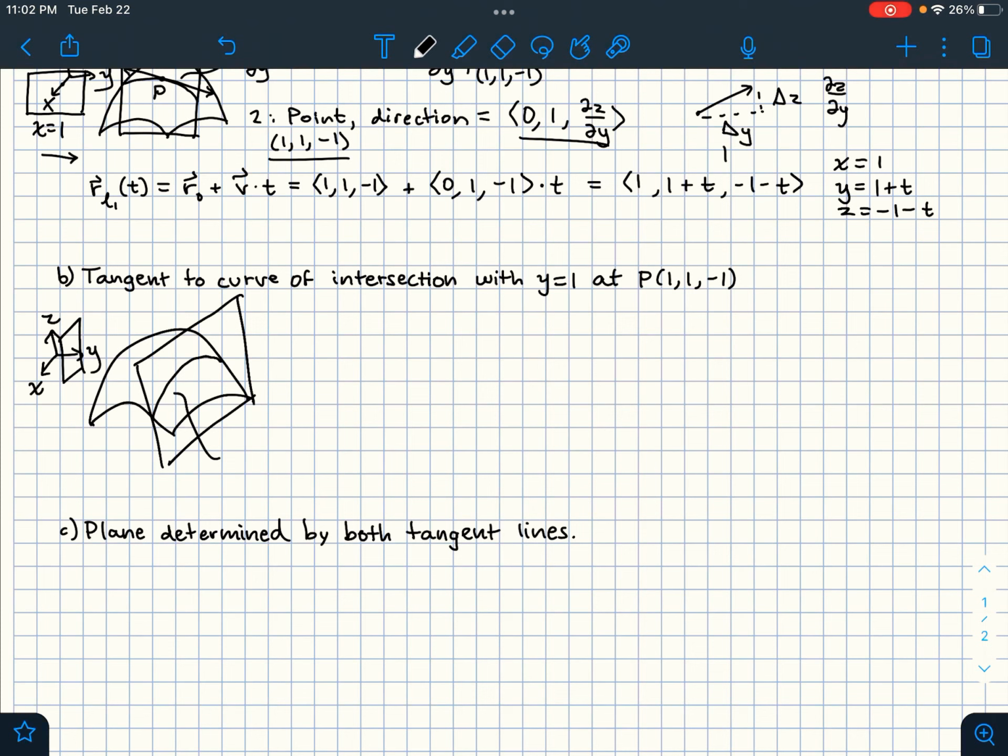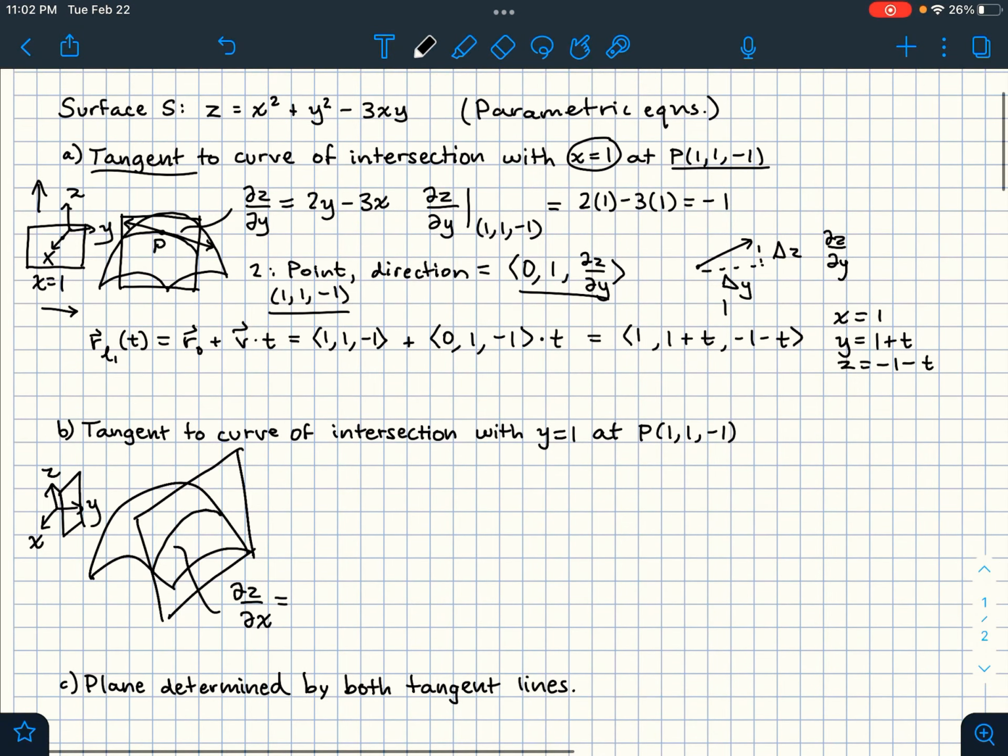And the slope of this curve now, since the curve is on a plane that goes in the x and z directions, will be dz dx. Okay? Our y is not changing, so we're not going to have dz dy. The two things that are changing are z and x, so the slope of that line will be dz dx. And we can get dz dx by taking the partial derivative.